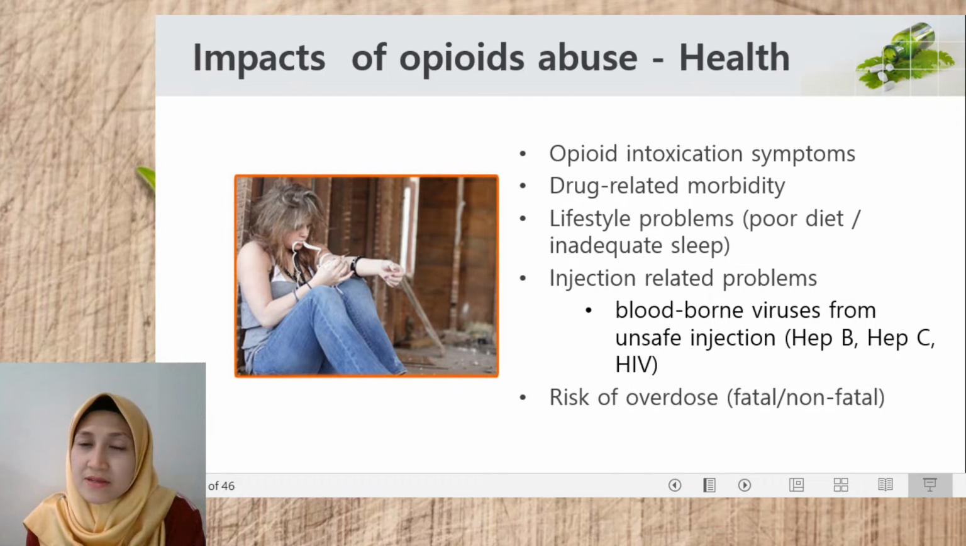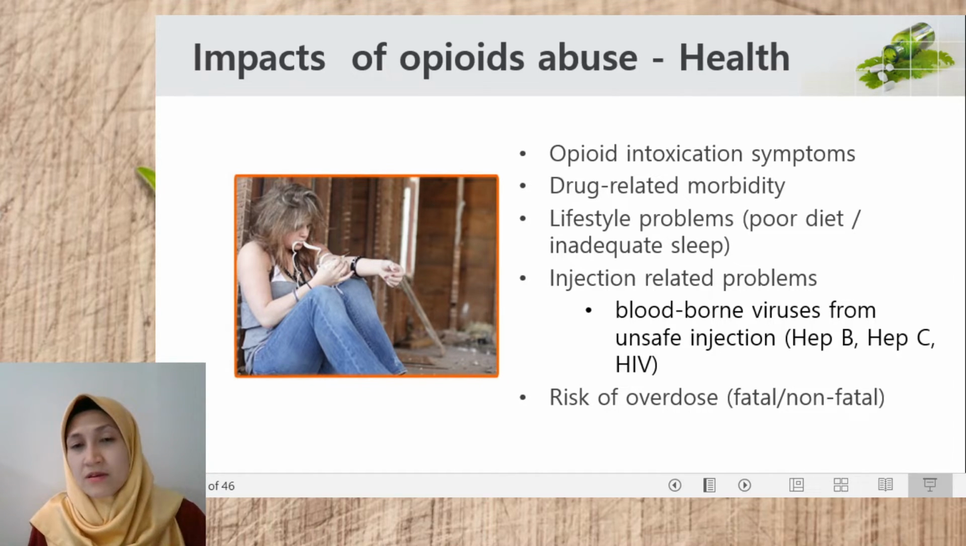The impacts of opioid abuse in terms of health include the opioid intoxication symptoms. So this is when the person is being intoxicated by the drug, meaning the time when the person is using it, and then they become high, then they do things that are not acceptable in society, or when they want to hurt other people and their judgment is impaired. So that's when the health is going to be implicated in that way.